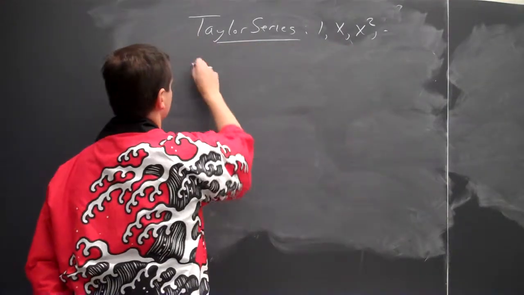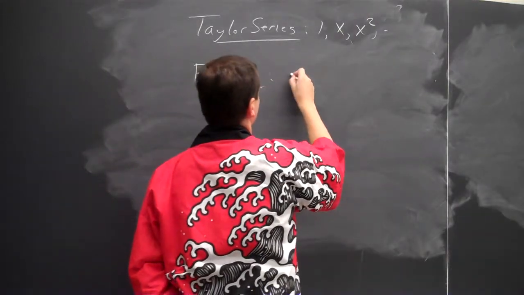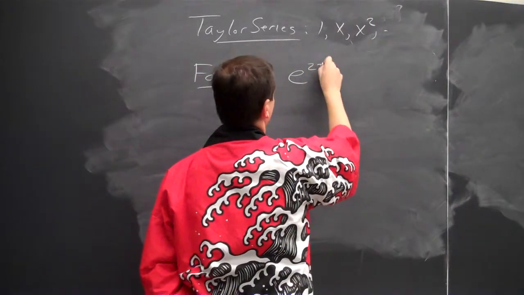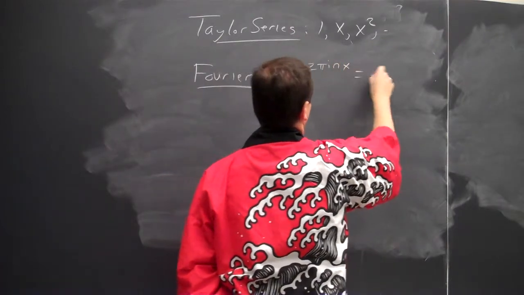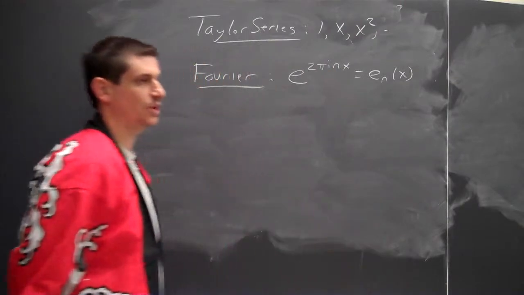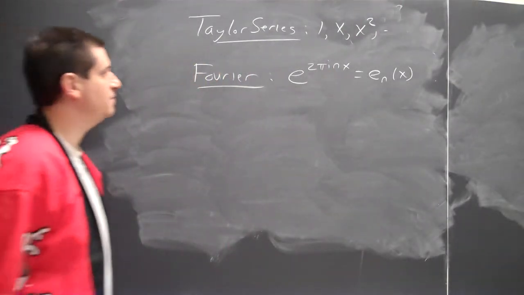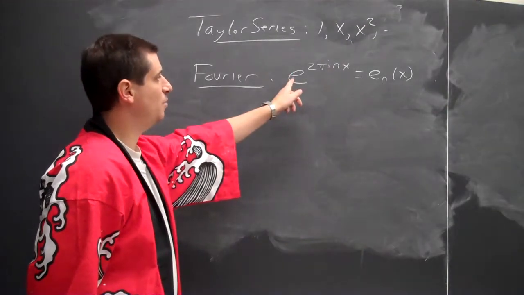So for Fourier series, we use e to the 2 pi i n x. And these functions are so important, we give them a name. We call them e sub n of x. The purpose of this is to just remind ourselves that we're exponentiating.